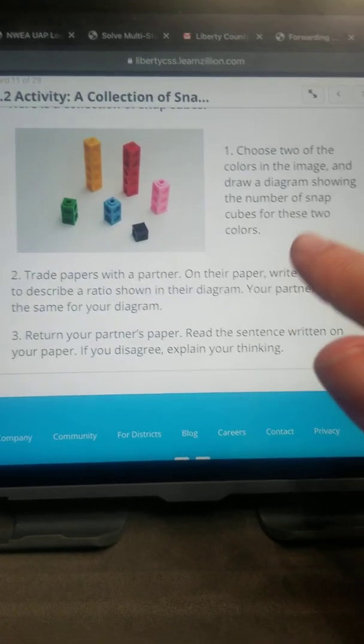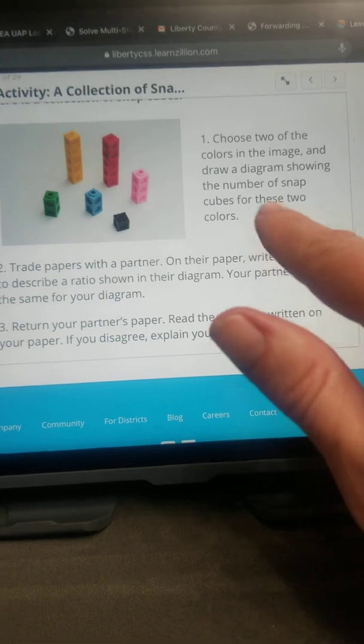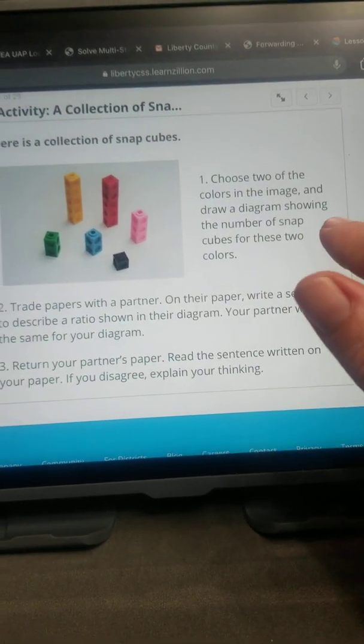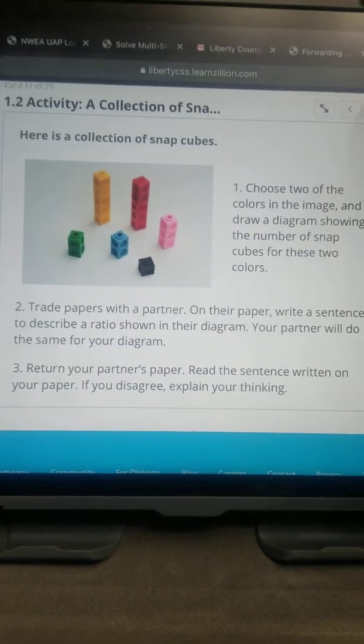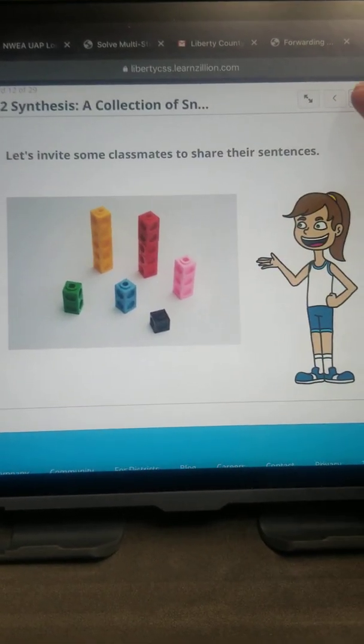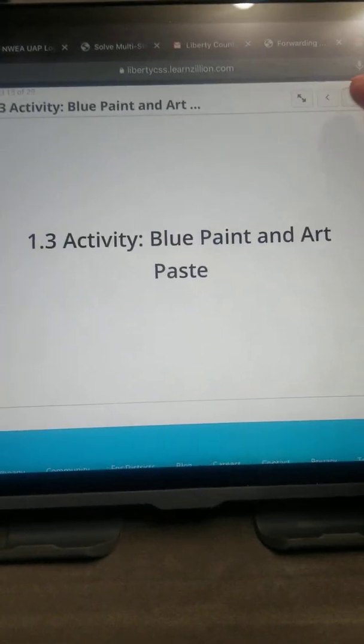So for students that are online, I think we could put this in the discussion questions and do it that way. So that's what we'll do for this question. That way we can all be involved. Let's invite some classmates to share their sentences.